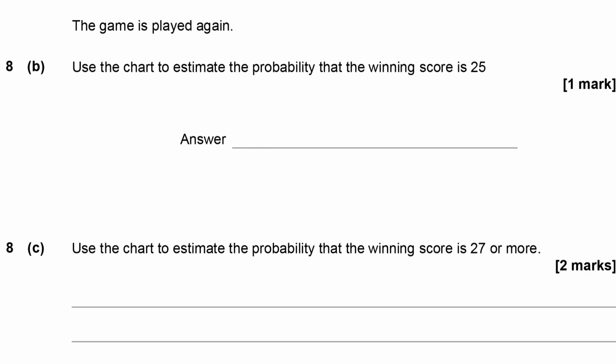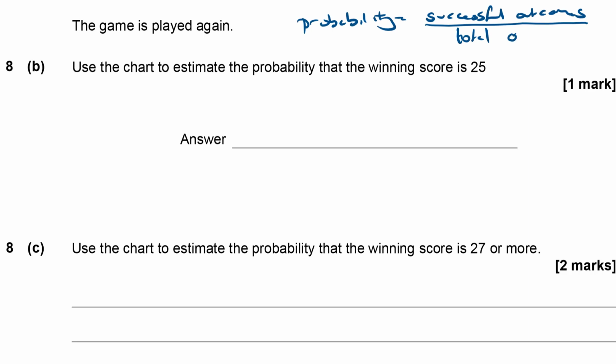Okay, now we're told the game is played again. Use the chart to estimate the probability that the winning score is 25. Well, probability is equal to successful outcomes, in this case the number of times 25 is scored, divided by total outcomes, which is how many times the game was played altogether.